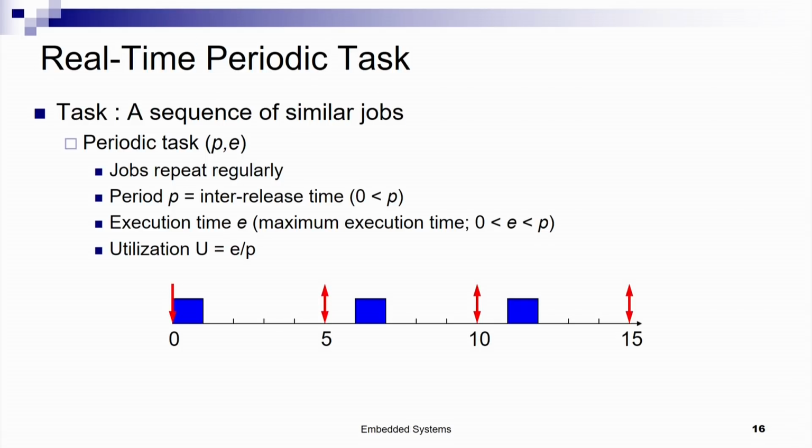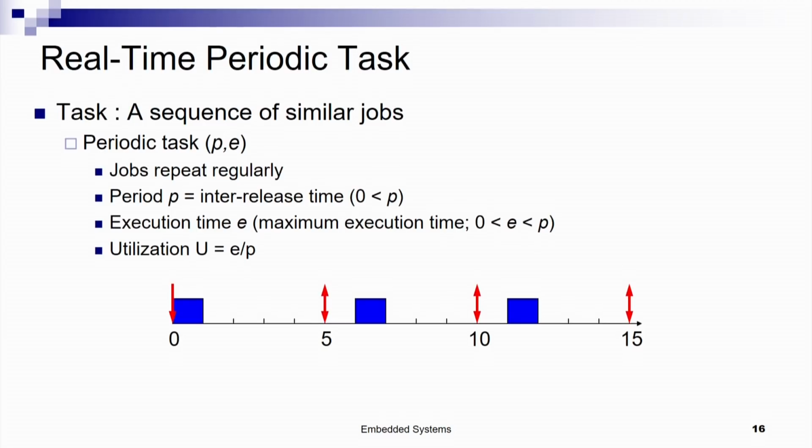If U is greater than 1, then E becomes greater than P, and the job or the task can never satisfactorily be executed on this processor. So, here is an example of a task where we have shown 3 jobs. This periodic task arrives every 5 time units, and it has to be executed after its arrival within 5 time units. So, the first job executes between 0 to 1, the execution time is obviously 1 in this case. The second job executes between 6 and 7, and the third job executes between 11 and 12 in this example.